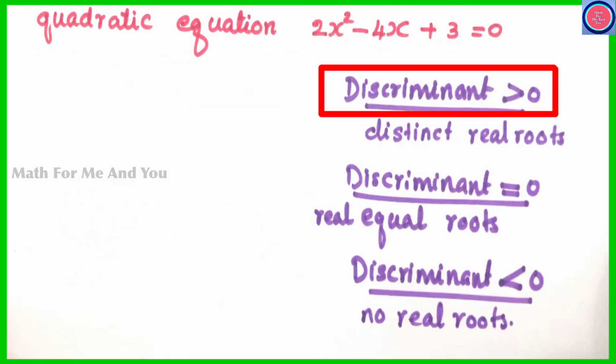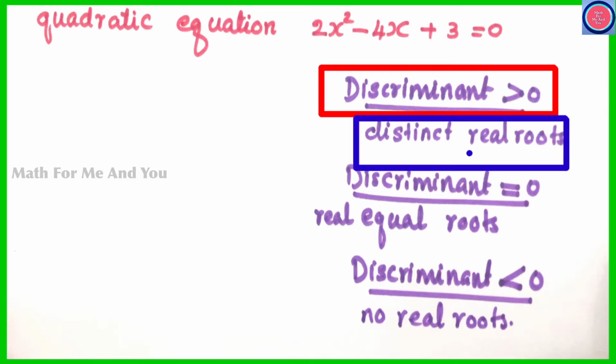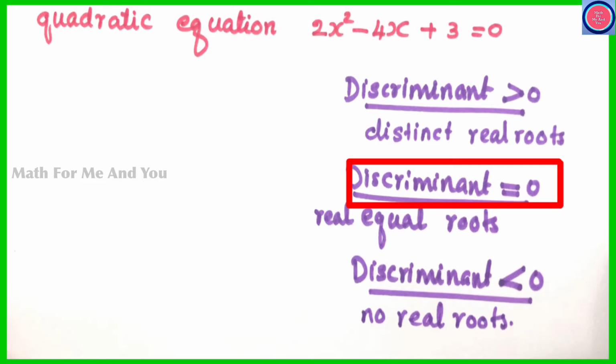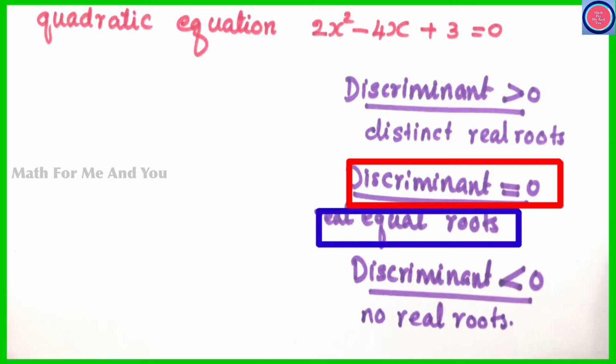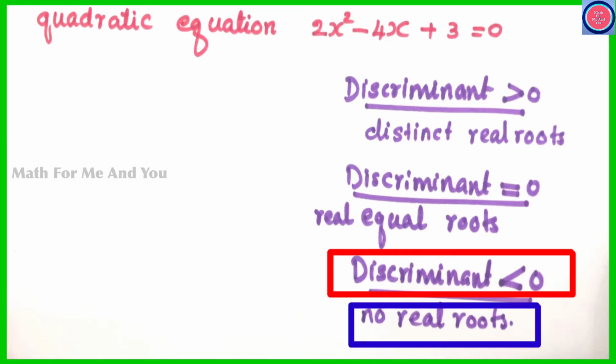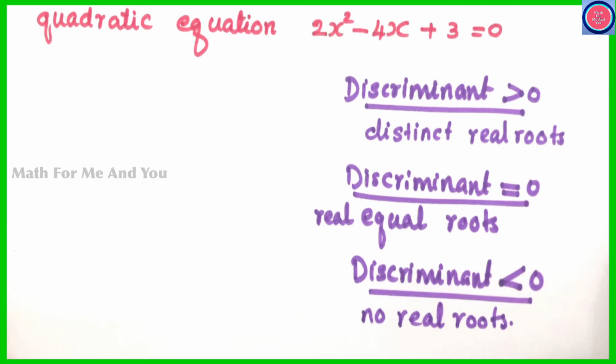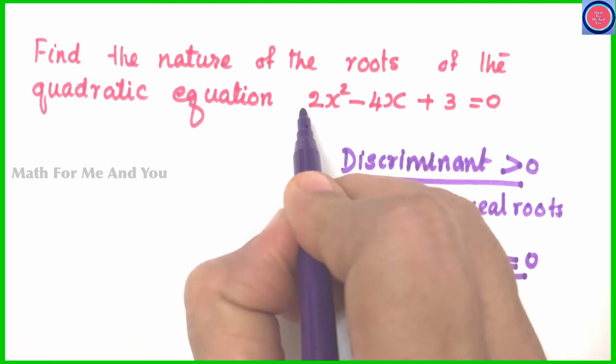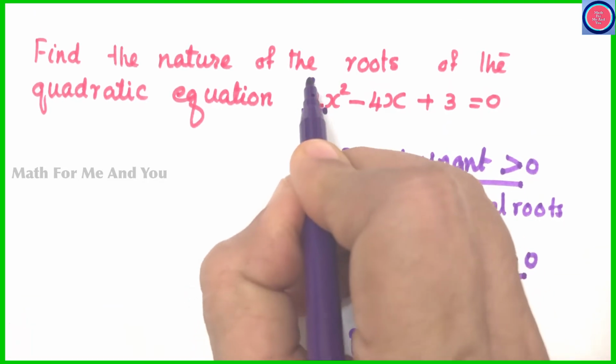If the discriminant is greater than 0, then the roots are distinct real roots. If the discriminant equals 0, then the roots will be two real equal roots. And if the discriminant is less than 0, then there will be no real roots. Okay, now we can find the discriminant of the given equation 2x square minus 4x plus 3 equals 0.